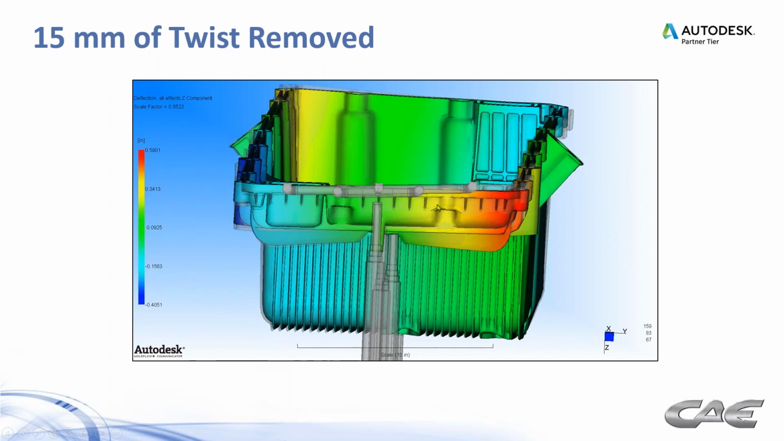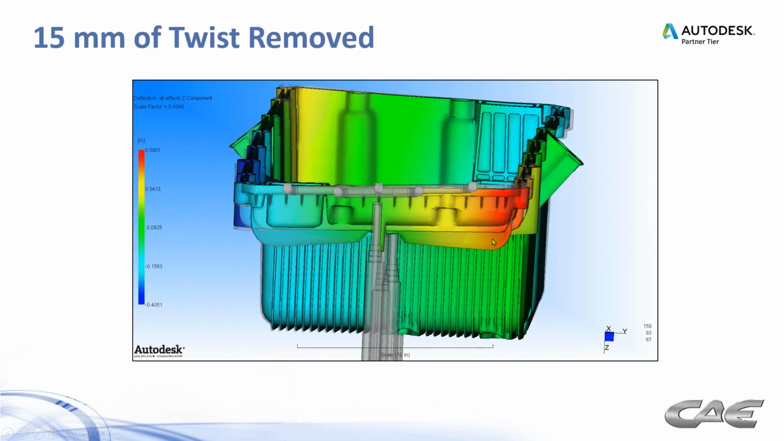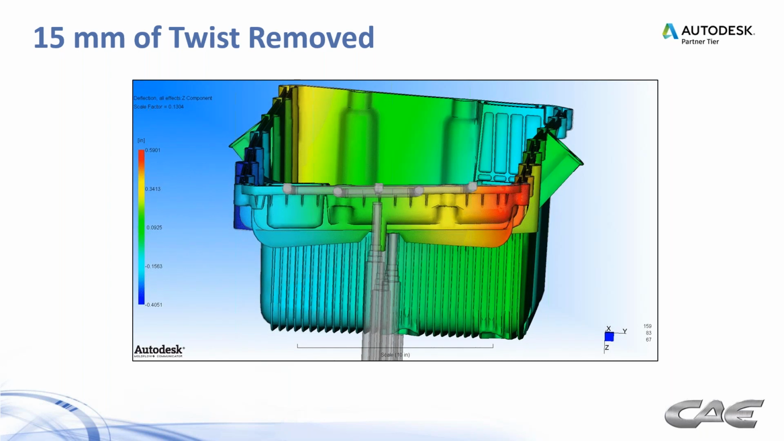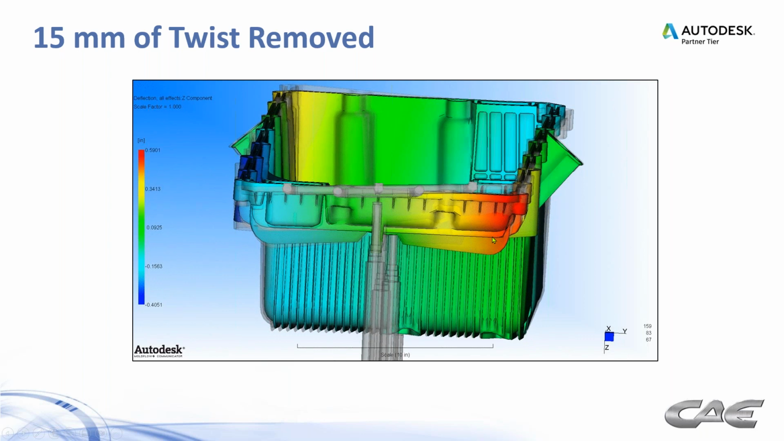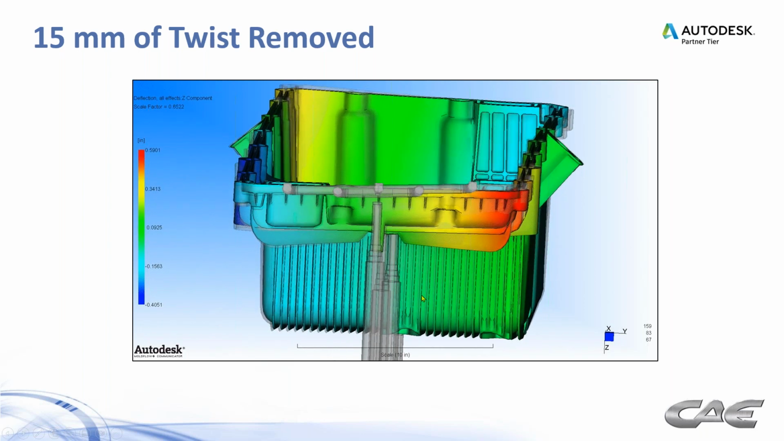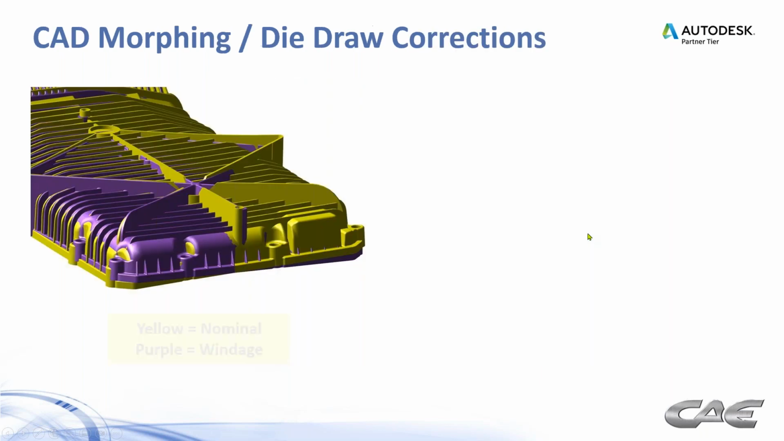Everything was done right from a gating standpoint and processing and cooling and so forth, we got as much warp out of it as we could, but there was still 15 millimeters of warp left. You can see with all this ribbing, what a morphing nightmare that would be. So here's what the morphed CAD looks like overlaid with the original. In yellow, we have the original, and in purple is the windage file.